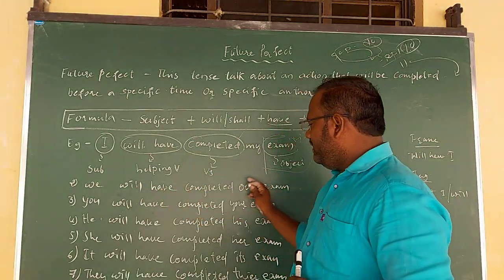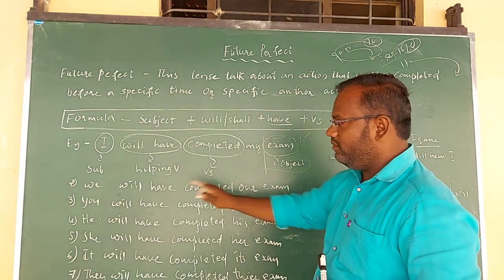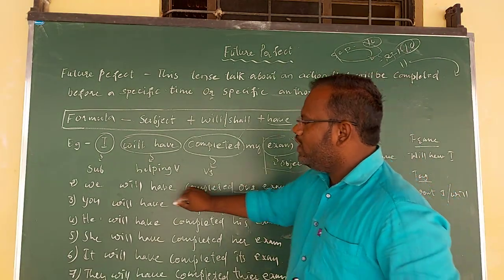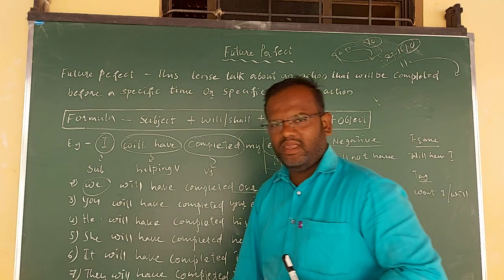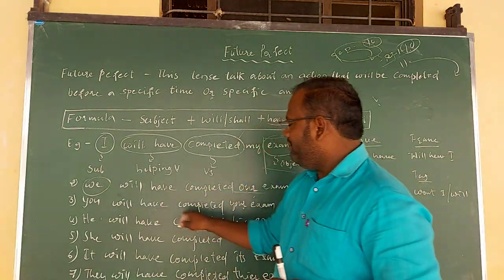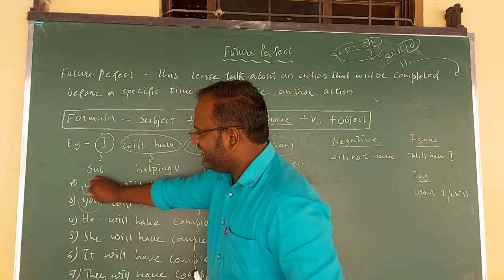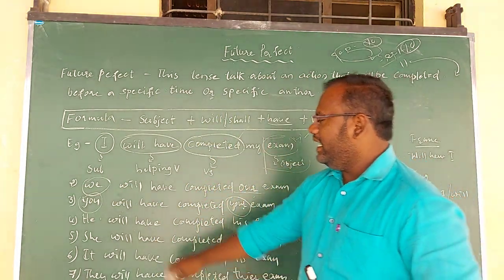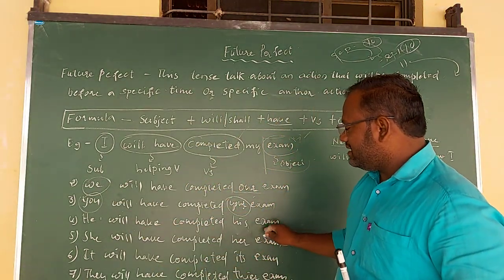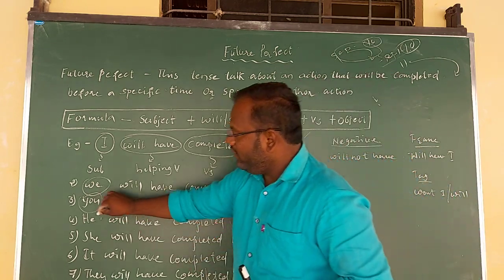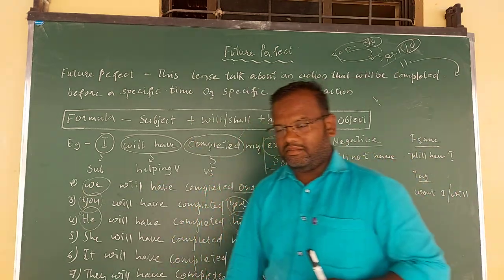We will have completed our exam. Why have I used our here? Because we is the subject, right? Then again, you will have completed your exam. Why your? Because we have taken you as a subject. Then again, he will have completed his exam. Why his? Because we have taken he as a subject.